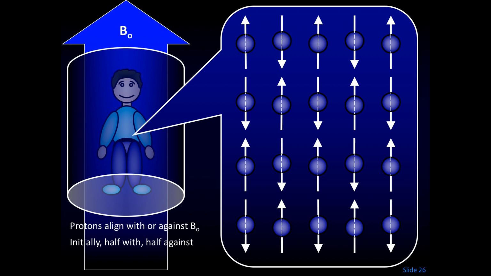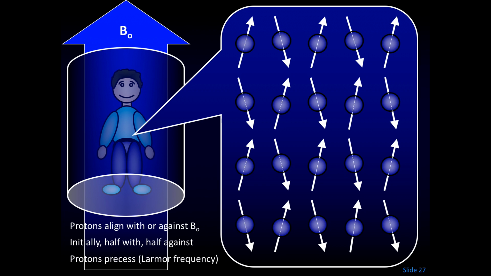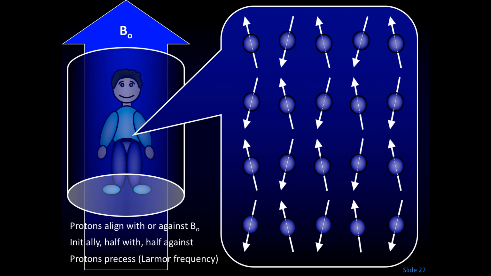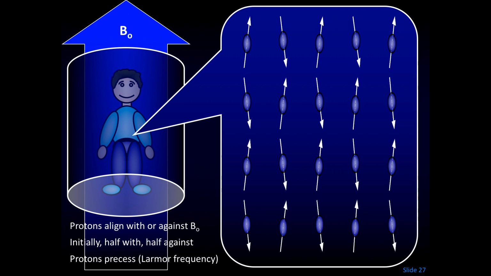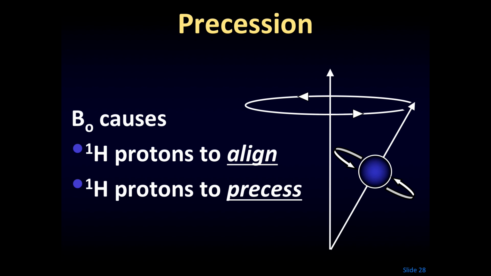But instantaneously, it turns out that exactly half line up with and exactly half line up against. And that lining of half with and half against is random. Because half are lined up with and half are lined up against, initially, you in the magnet have no magnetic field associated with you because the ones lined up with cancel the ones lined up against. But they don't just line up, they also precess. So they precess at a particular frequency called the Larmor frequency. And that frequency of precession is proportional to the magnetic field.